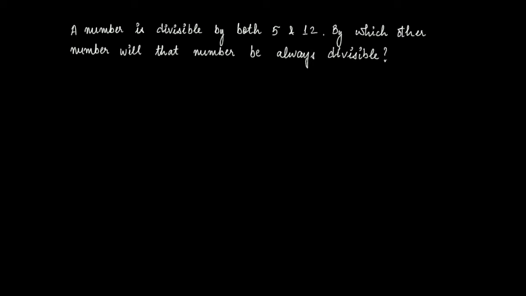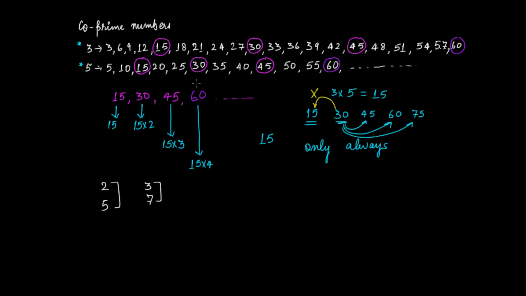A number is divisible by both 5 and 12. That means we are talking about a common multiple, because if any number is divisible by two numbers, then it is a common multiple of those two numbers. In this case, 5 and 12 are those two numbers. By which other number will that number always be divisible? Can you relate it to the discussion we just did here?